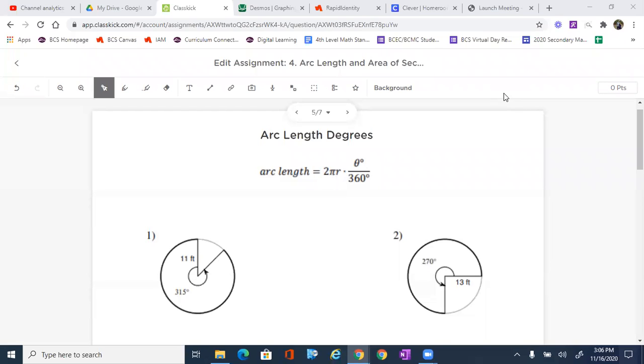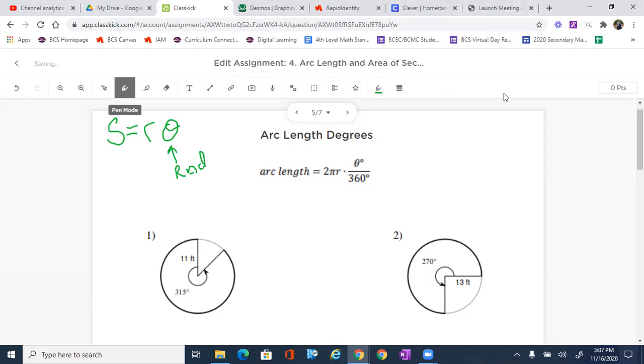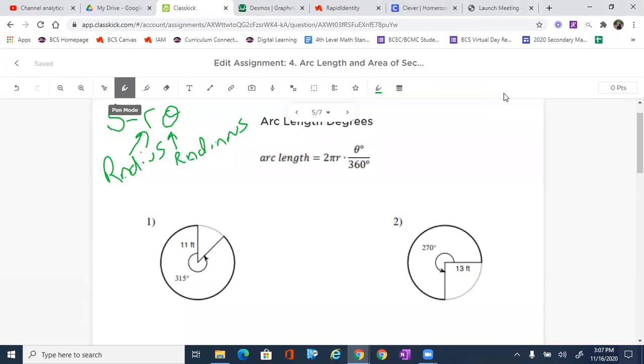All right, we're going to look at arc length with degrees. And we had already finished up arc length with radians. And if you remember, arc length with radians was simply S equals R theta, where we had our radians and we had our radius. We can use both. It doesn't really make a difference. Let's check out number one, and we'll use both radians and radius for this.